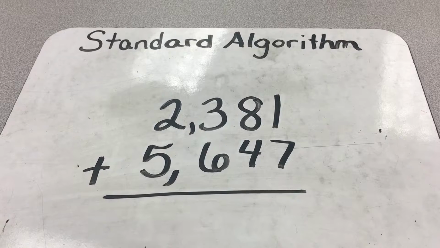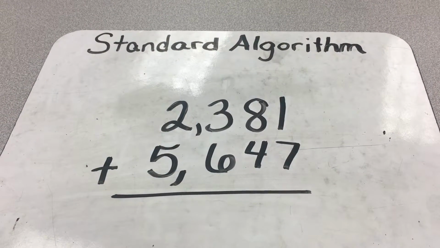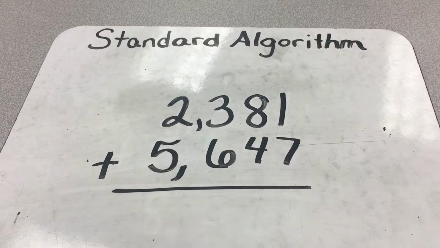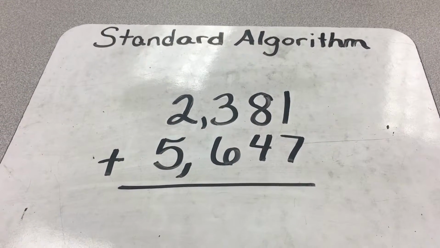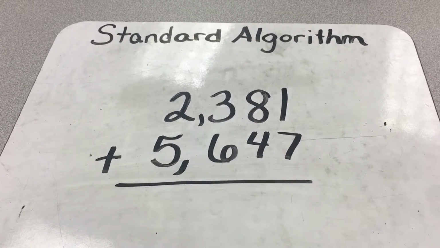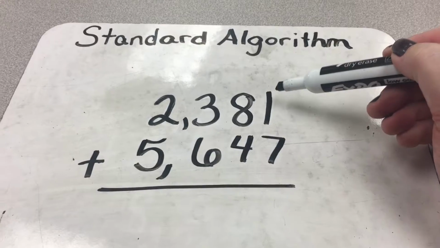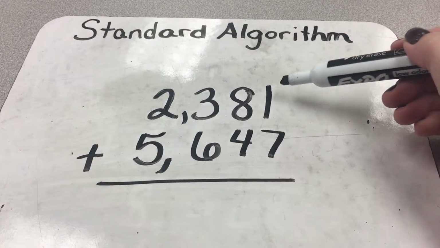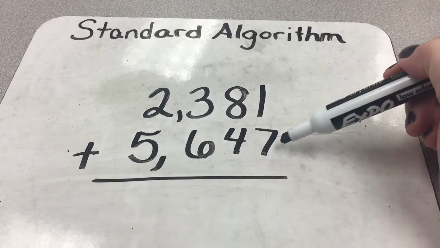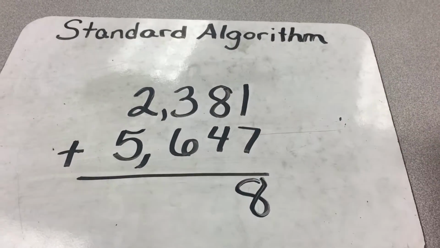So, before you jump straight in to the standard algorithm, please make sure that your child has developed a really good solid foundation and a really good solid understanding of addition before you move on to this step. So in standard algorithm, we're going to start with the ones place. I have 1 plus 7 ones. That gives me 8 ones.